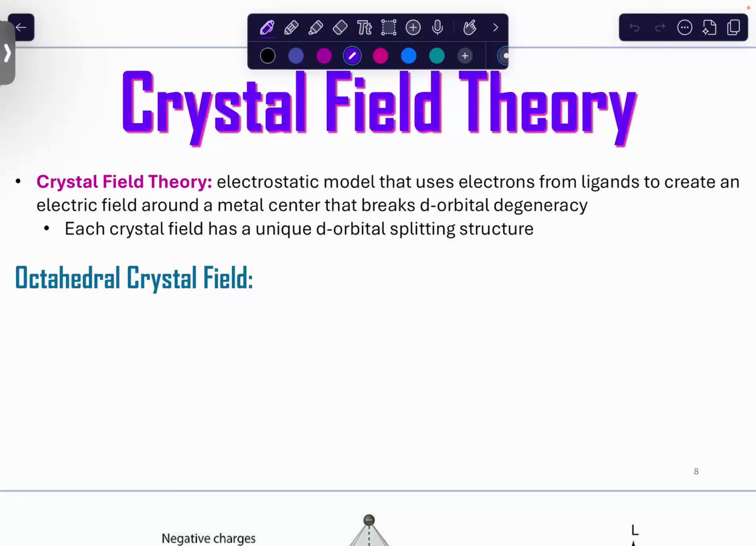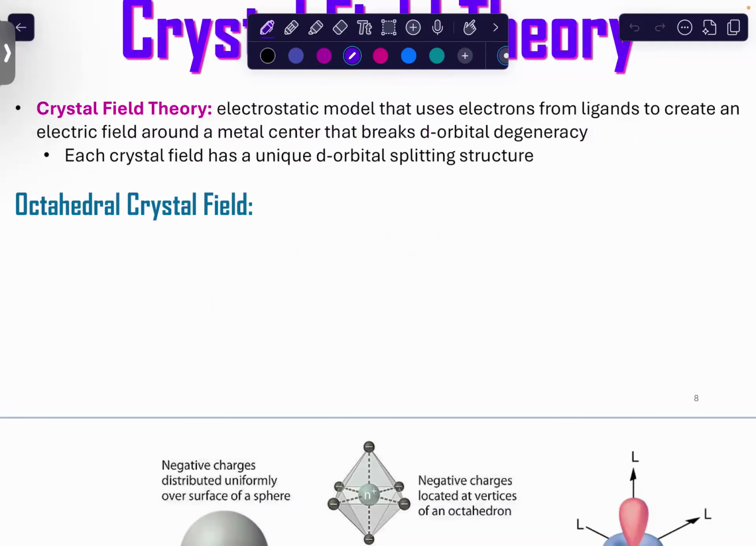Okay, let's continue with our crystal field theory. Octahedral fields. We talked about what this looks like. Your octahedral field is the exact geometry you would expect. You have your central metal, and you have these ligands.